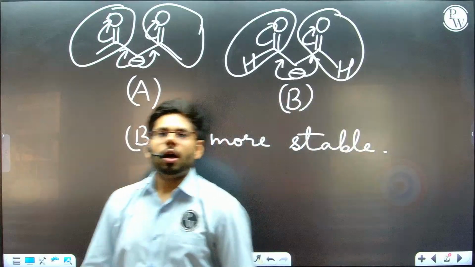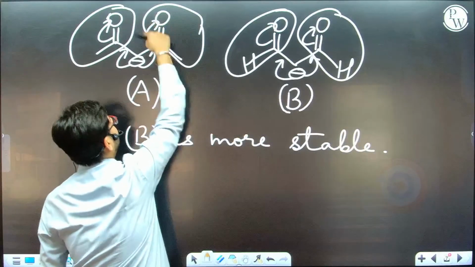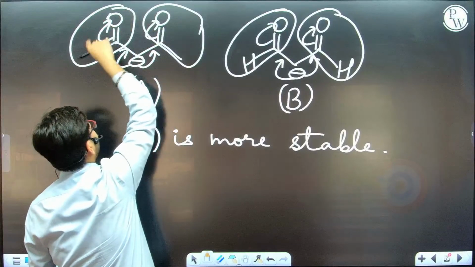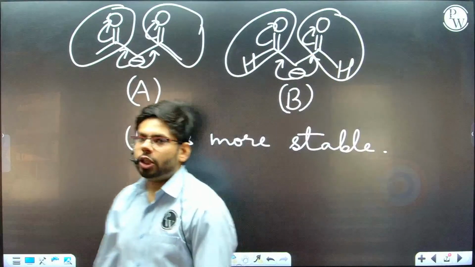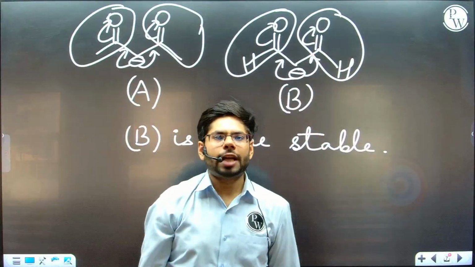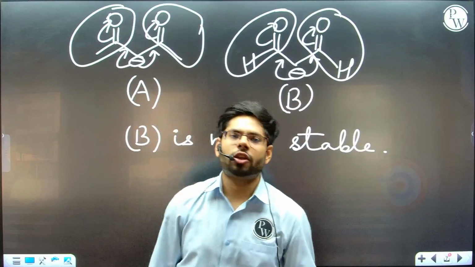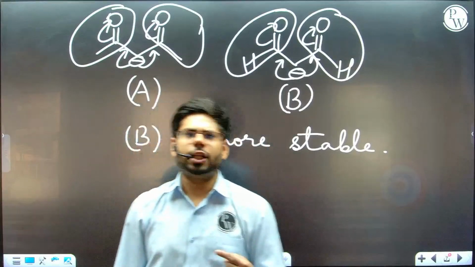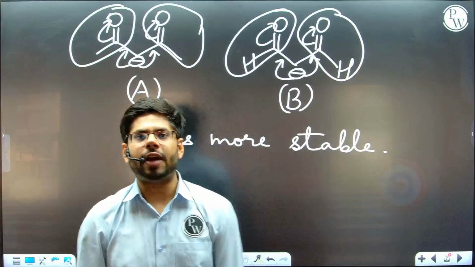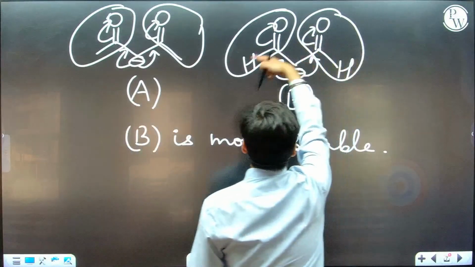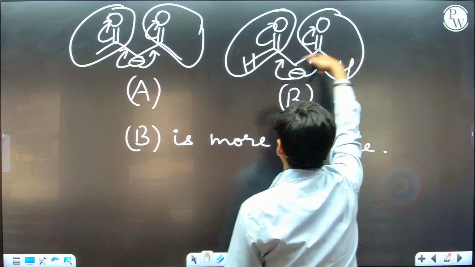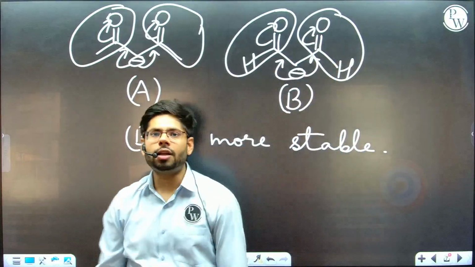See, in A you have a ketone this side and you have a ketone this side, which means there are two ketones. Here you have two aldehydes. You must remember that the minus M effect of an aldehyde is stronger than the minus M effect of a ketone. The minus M effect of a ketone is stronger than the minus M effect of an ester. So, since we have two aldehydes here, minus M effect is stronger here, and so B is more stable than A.